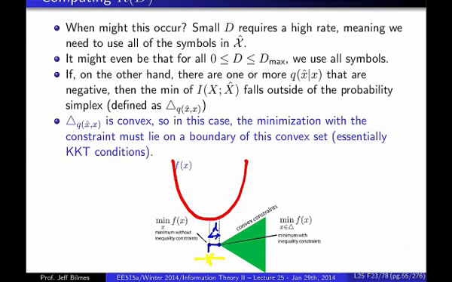So, restated, since this is convex and the objective is convex, the minimization with the constraint must lie on the boundary of this convex set. You can get this from the KKT conditions, strong duality, all this stuff, but we're not going to prove that here. Hopefully you've proved that in your convex analysis class.